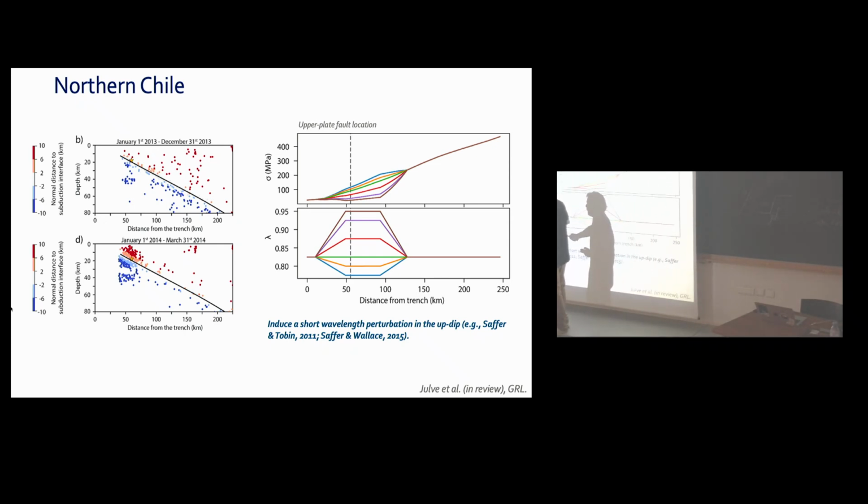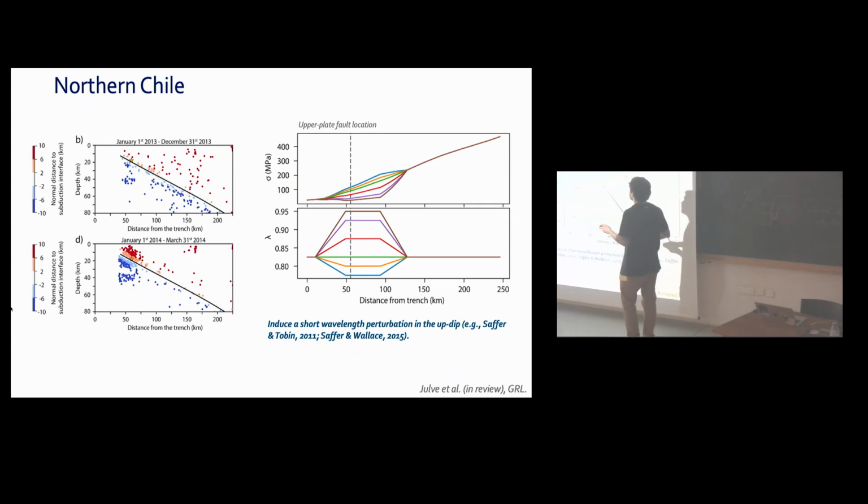1 month or a few months before the main event. So you see this is colored by the distance to the interface, the normal distance to the interface. So before, during 2013, nothing happens right here roughly. And then you have this sudden increase in seismicity that eventually ends with the Iquique earthquake.